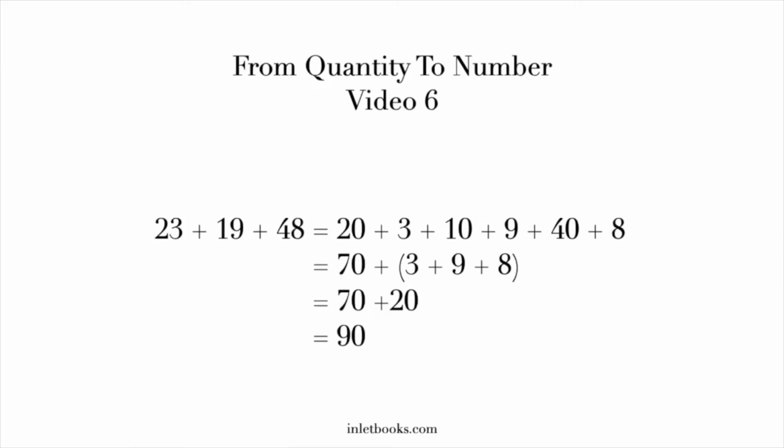Here we have 3 ones from 23, 9 ones from 19, and 8 ones from 48. We are thus adding 3 plus 9 plus 8. 9 plus 8 equals 17. 3 plus 17 equals 20. From adding the ones in our numbers, we have a total of 2 tens. We add these then to our tens count. So in total, our tens count is 2 from the 23, 1 from the 19, 4 from the 48, and 2 from the sum of the ones count.